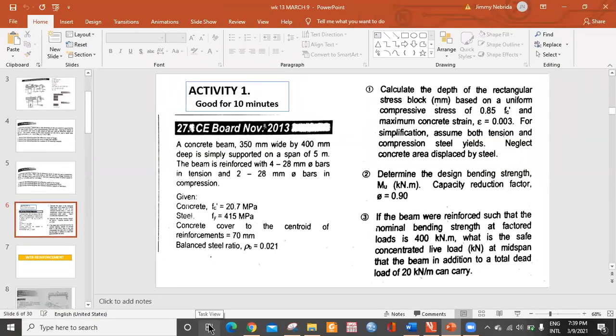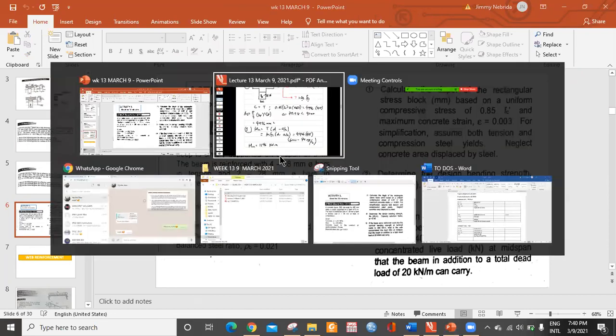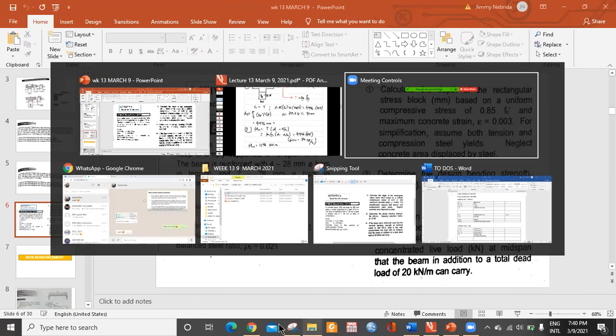Activity tayo. Try nyo to. Board exam type to, 2013. Di ko lang alam, parang hindi T-beam. Parang double reinforced beam. Na-discuss na naman natin to. Okay, paki-visit lang yung classroom natin.